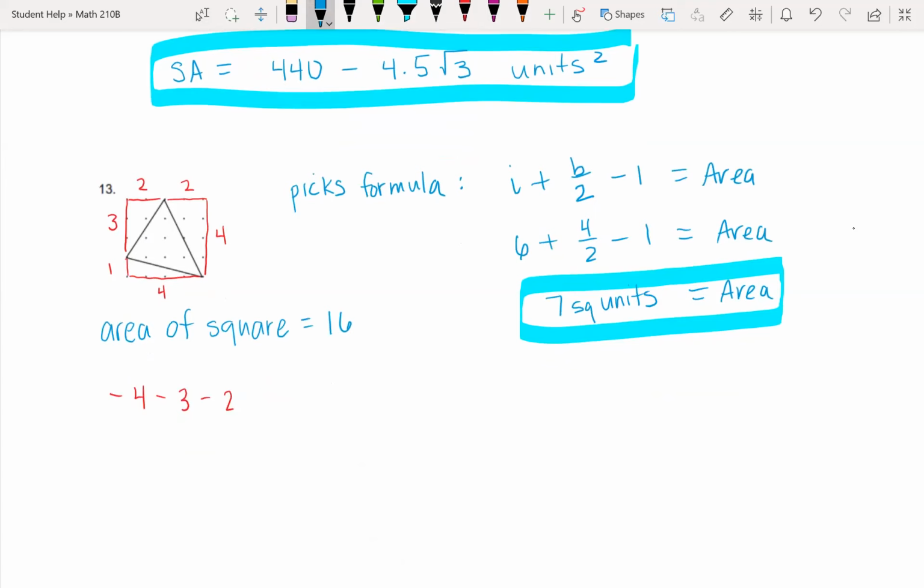So the other way to think about this area of the inner triangle is 16, that large square, and then subtracting 9 from all those red triangles on the outside, and that gives us that same answer, same answer of 7.